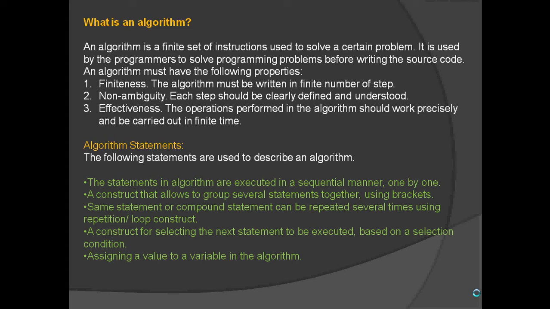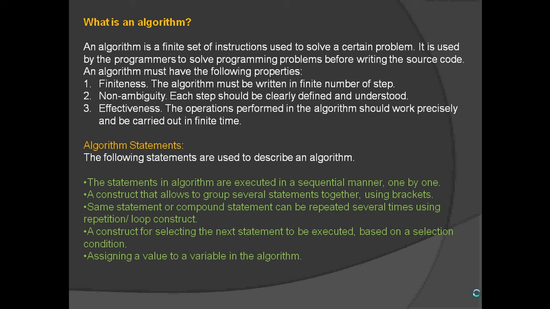So each step should be clearly defined. Each step should be understood by the programmer and should exactly define how it should look in the program source code also. And then effectiveness means that as it is written in the algorithm, in the programming source code also, it should work exactly like that and in a finite amount of time.